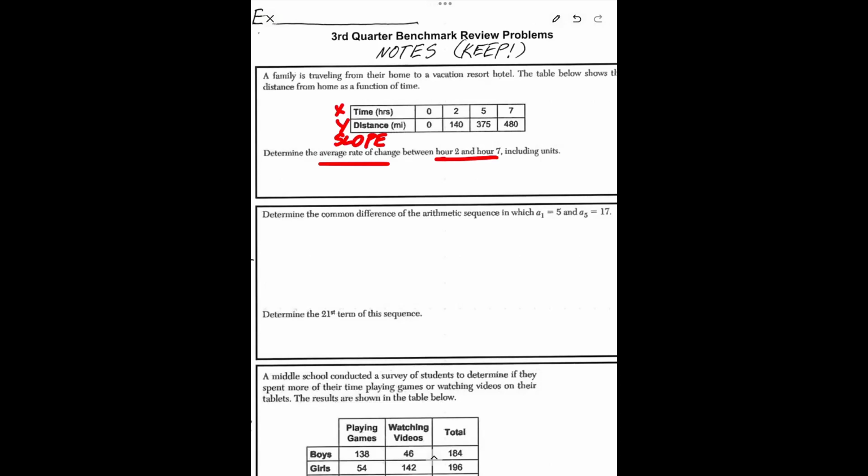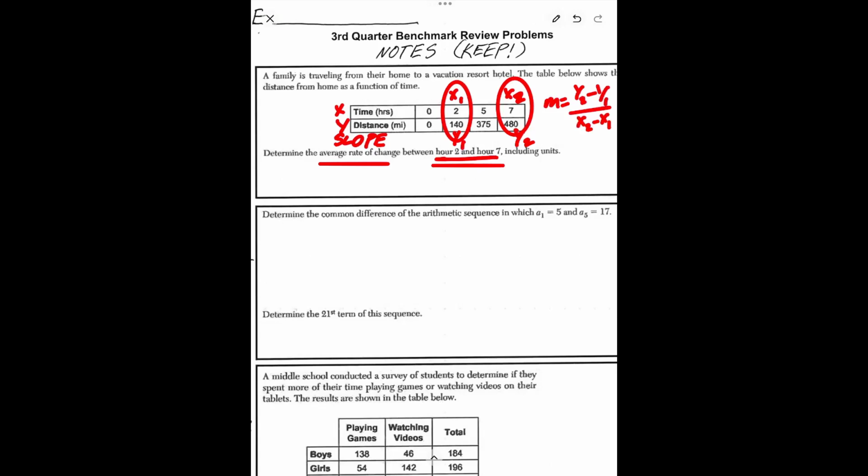All right. So now, in order to find the slope, we need 2 points. They told us that it's from hour 2 to hour 7. So we're going to look here. This is going to be X1, and this is going to be X2, right? So these are the 2 points that we're going to use. The 140, the distance, is going to be Y1, and the other one is going to be Y2. As soon as we get that, we can use the formula. Remember, to find the slope, it's just Y2 minus Y1 over X2 minus X1.